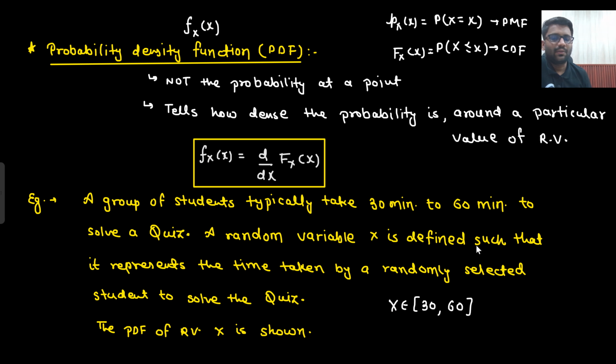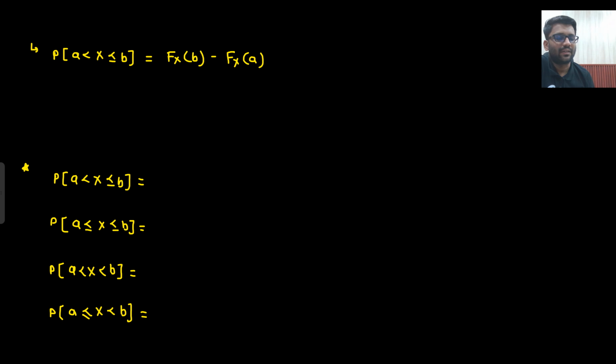Is that clear? Okay. So first we understood the meaning of PDF. Secondly, we saw the mathematical expression. The mathematical expression is just that you get the CDF and then you differentiate it. We will see a lot of concepts and a lot of problems as well. We will see the properties as well. So let's see this particular question.